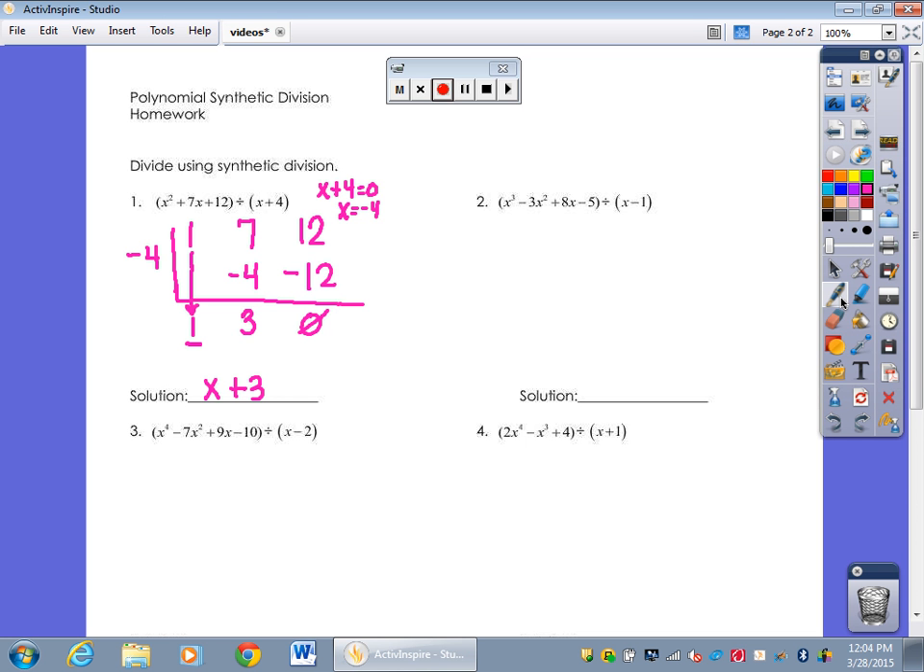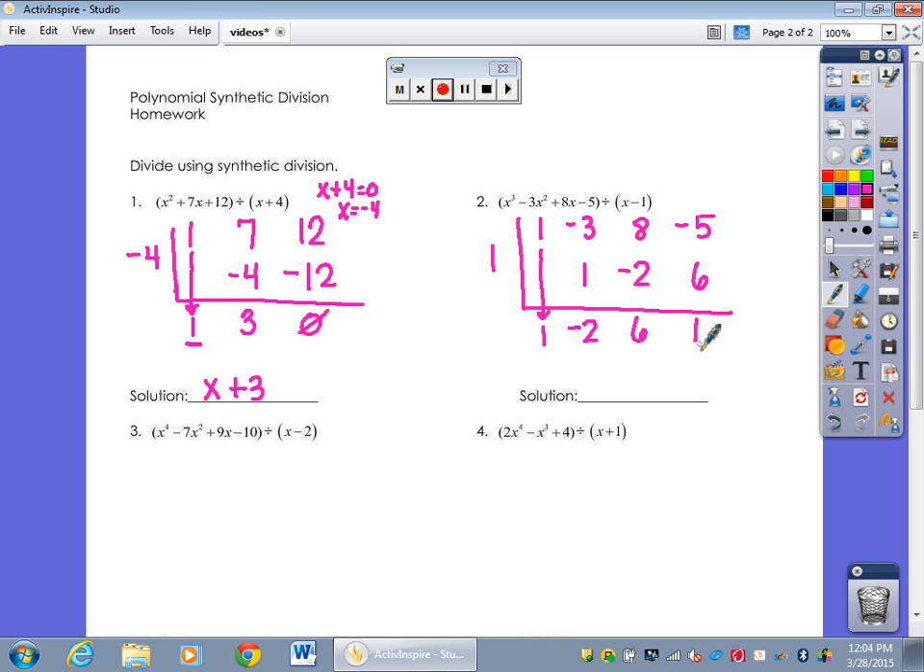Okay, so for x minus 1, positive 1 makes that equal to 0. The coefficients are 1, negative 3, 8, and negative 5. We bring the first one down, which is 1. 1 times 1 is 1, and negative 3 plus 1. So outside is multiplication, inside is addition. Negative 3 plus 1 is negative 2. So we multiply. Negative 2 times 1 is negative 2. Then we add those 2, we get 6. Then we multiply. 6 times 1 is 6. And we add those 2, and we get 1.